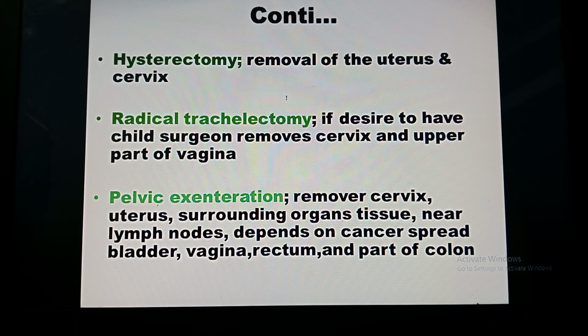Pelvic exenteration is done in case of advanced cancer, based upon how much the cancer has spread. According to that, not all the organs are completely removed. Where the cancer cells are more, that part is removed: the cervix, uterus, surrounding tissue near lymph nodes, and depending on cancer spread, bladder, vagina, rectum, and part of the colon, not the entire organ. If the entire organ is removed, the client cannot survive. Where the cancer cells have accumulated more, that part will be removed superficially.